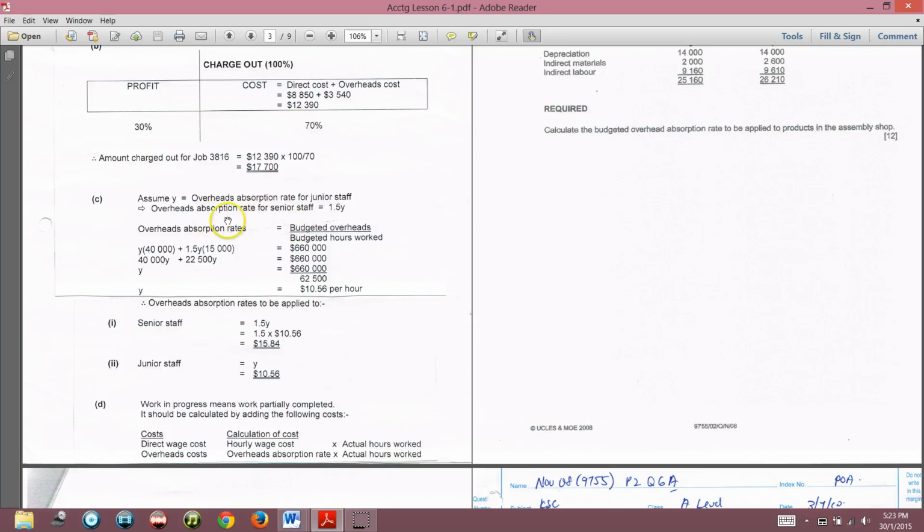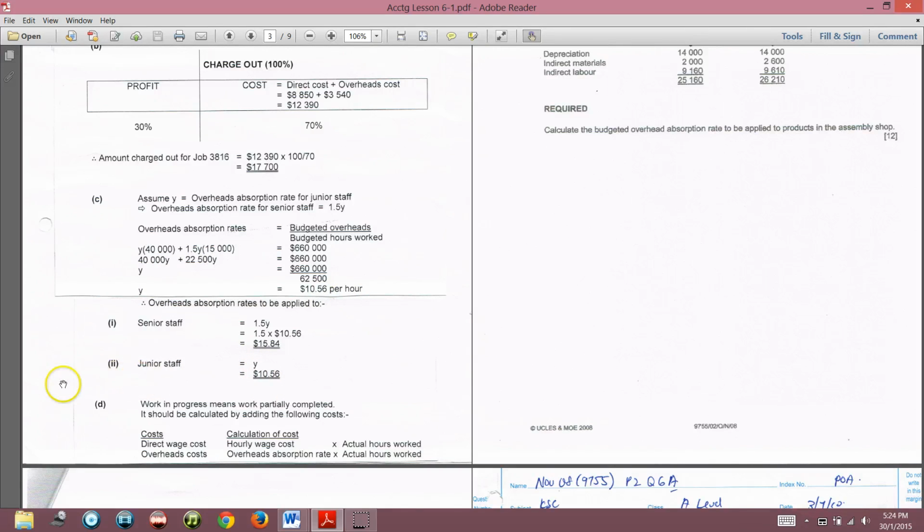Assuming that Y is the overhead absorption rate for junior staff, the senior staff we treat as 1.5 of that of a junior staff. So the senior staff will be 1.5Y. Y is the OAR for junior staff times 40,000, plus 1.5Y times 15,000, equals the budgeted overheads. We solve for Y, and we get Y is 10.56 per hour. So 10.56 will be the overhead absorption rate for junior staff.